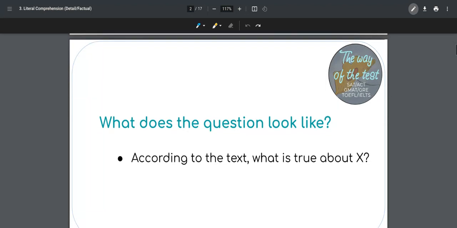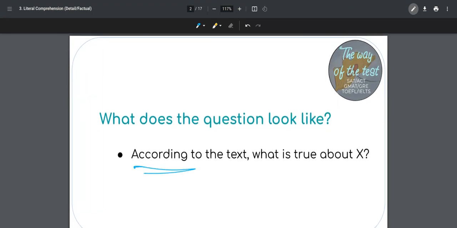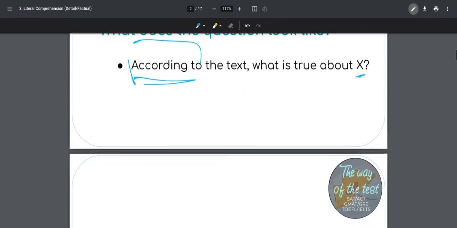What does this question look like? It looks like this: according to the text or according to the author, what is true about, and then they tell you the thing that this is true about. It's usually going to be a modification of according to, which means we just have to go to the text and see what it says about the thing that they're asking us about.